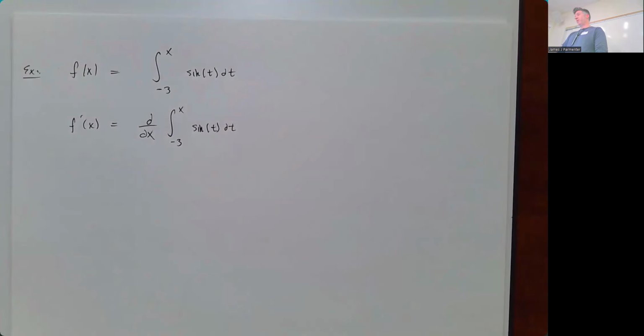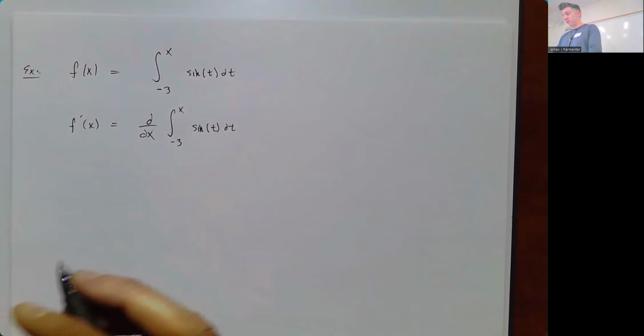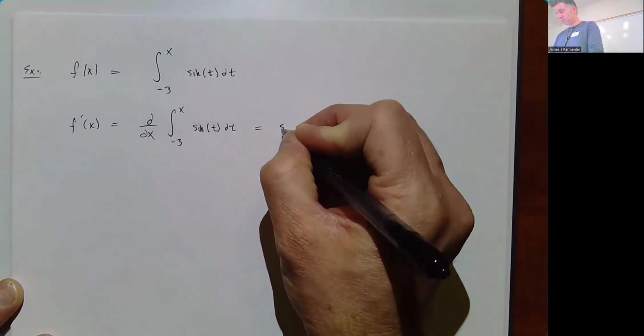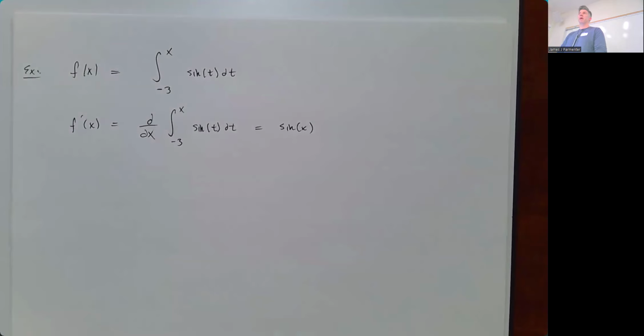So we should be able to answer this in one shot. The derivative of the antiderivative of sine of t is going to be sine of x. End of story. Could you show more work? Yeah. Should you show more work? Not unless you're asked to.